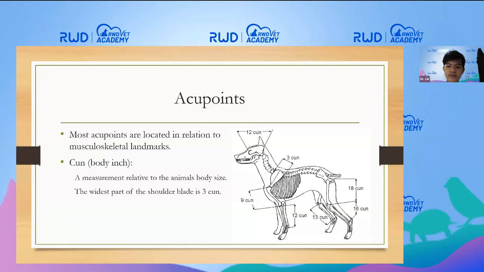The size and shape of canine limbs differ significantly, which makes the transposition of some acupoints challenging. Since the Cun is a proportional measurement, the size of one Cun varies greatly depending on the length of the limb. For example, the distance from the elbow to the carpus is 12 Cun in dogs, which may be 6 centimeters in a Chihuahua and 50 centimeters in a Great Dane.